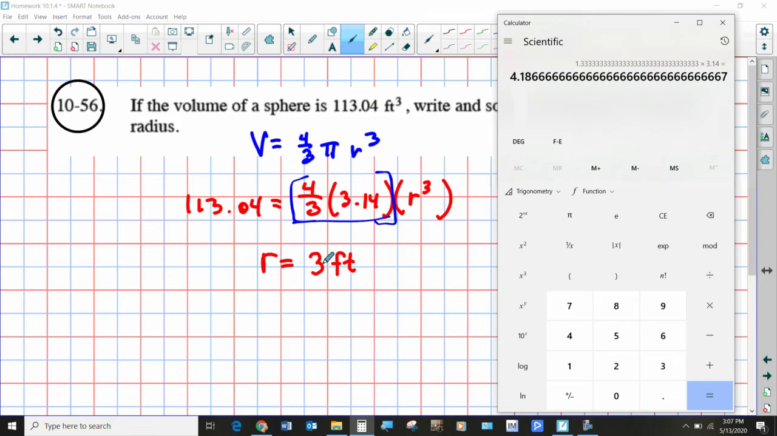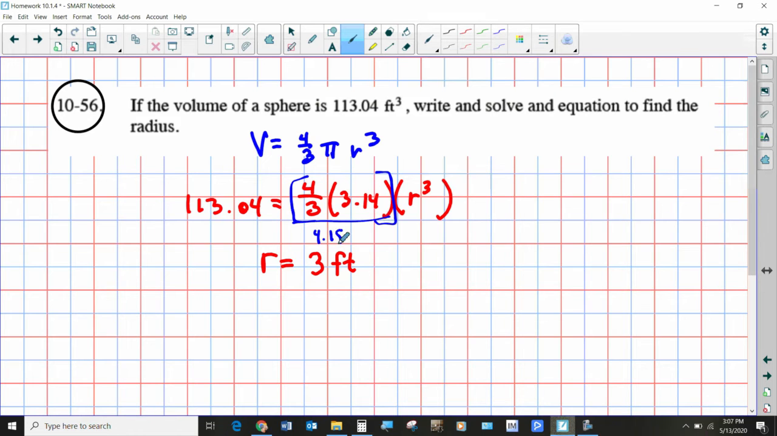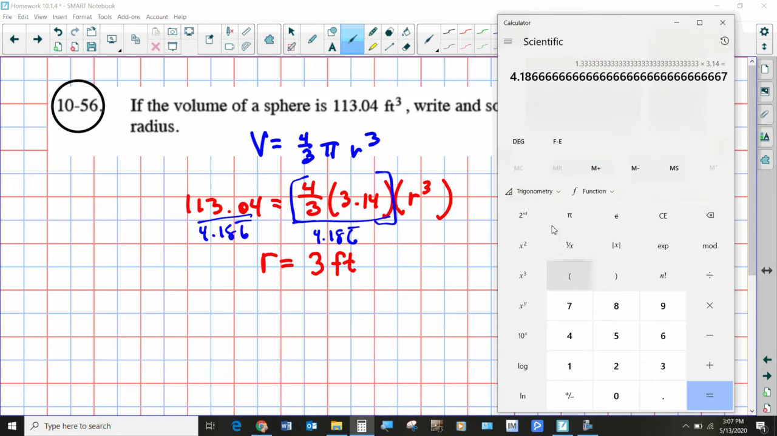But we'll probably end up having something really close to 27 here. So let's divide each side by 4.186 repeated. I'm going to take 113.04 and divide it by 4.1866666. I'm just going to keep going with that because it was 0.6, the 6 repeated. So this is going to give us a pretty accurate answer.